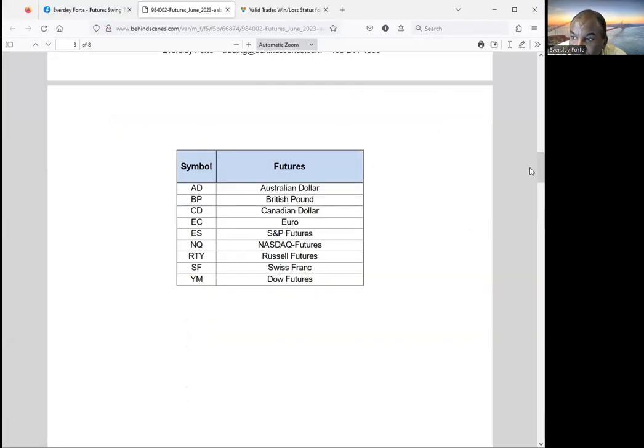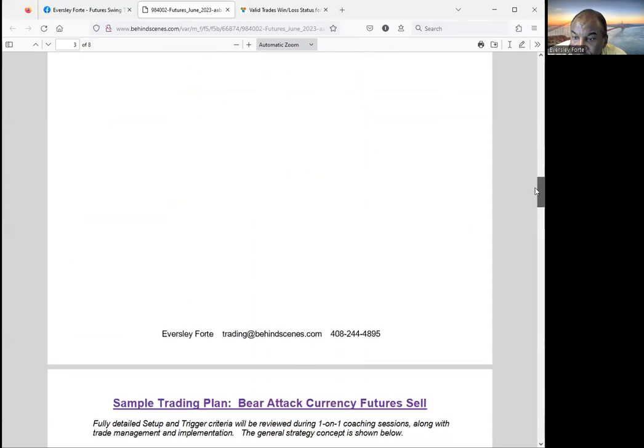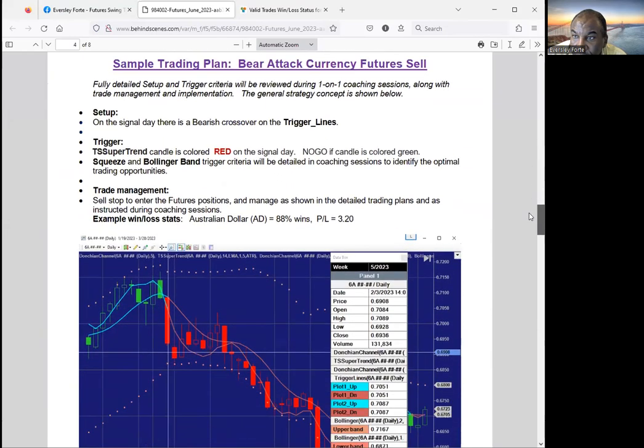Okay. So one of the strategies we trade is the bear attack. I wanted to do this. This is one we've had for a long, long time. We also traded Forex with this strategy. It's a strategy we use to find short trades after a market's been rallying, okay? And it's been very, very good to us.